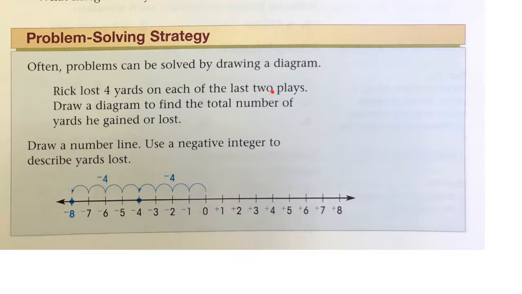So we had 2 plays. Draw a number line, use the negative integer to describe yards lost. So on the first play, he lost 4 yards, ended up at negative 4. On the next play, he lost 4 more yards and ended up at negative 8. So that's how we could make number lines to help as a diagram or a picture.